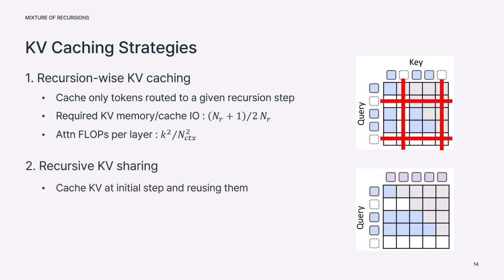And the second one is recursive KV sharing. So you cache only at the first recursion and reuse that KV for later recursions. This drops KV memory to about 1 over n and reduces attention cost to about k over n.